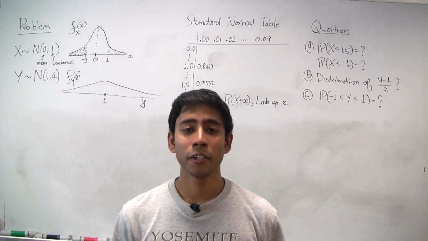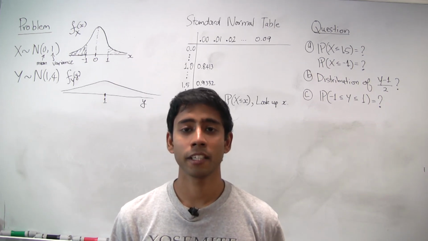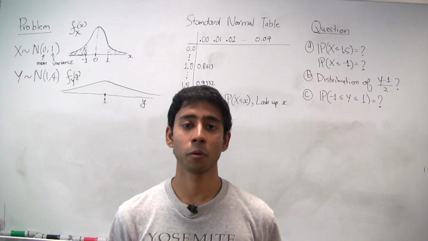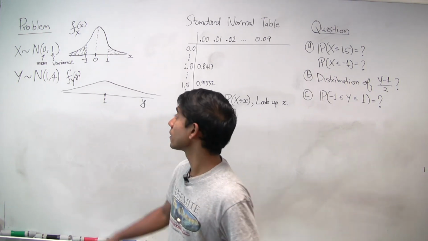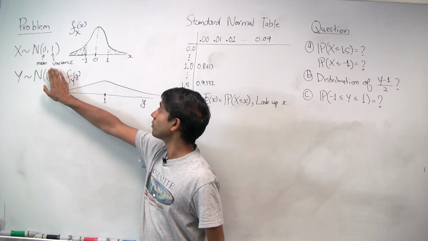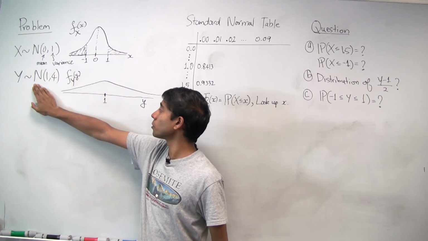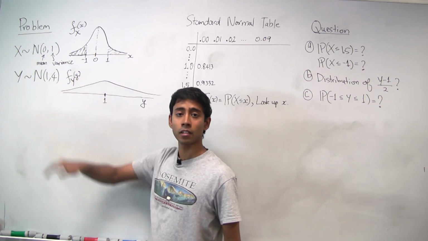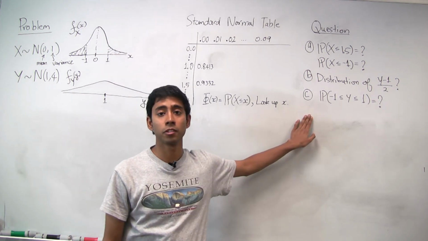Hi, in this video, we're going to do standard probability calculations for normal random variables. We're given that x is standard normal with mean 0 and variance 1, and y is normal with mean 1 and variance 4. And we're asked for a couple of probabilities.